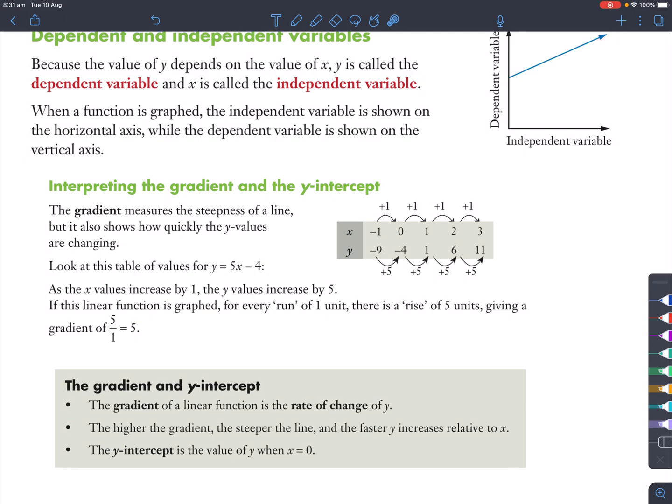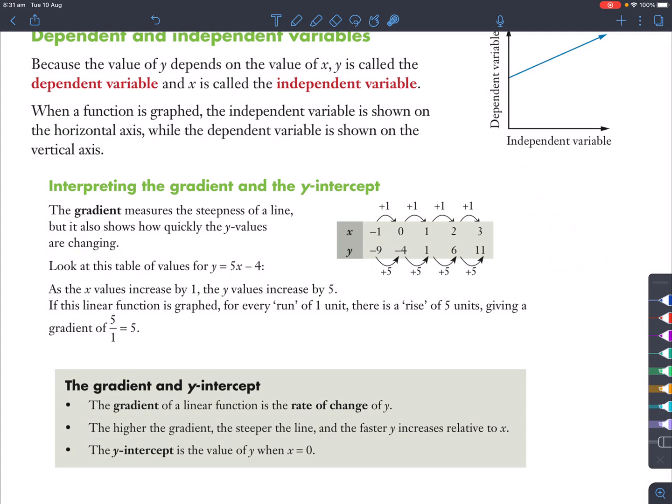Now, the gradient is always measuring the steepness of a line. So it's how steep it is. So in terms of steepness, this will be more steep than this, and more steep than this, and more steep than this. This is the least steep line, basically. All right, so it goes from more steep to least steep over here.